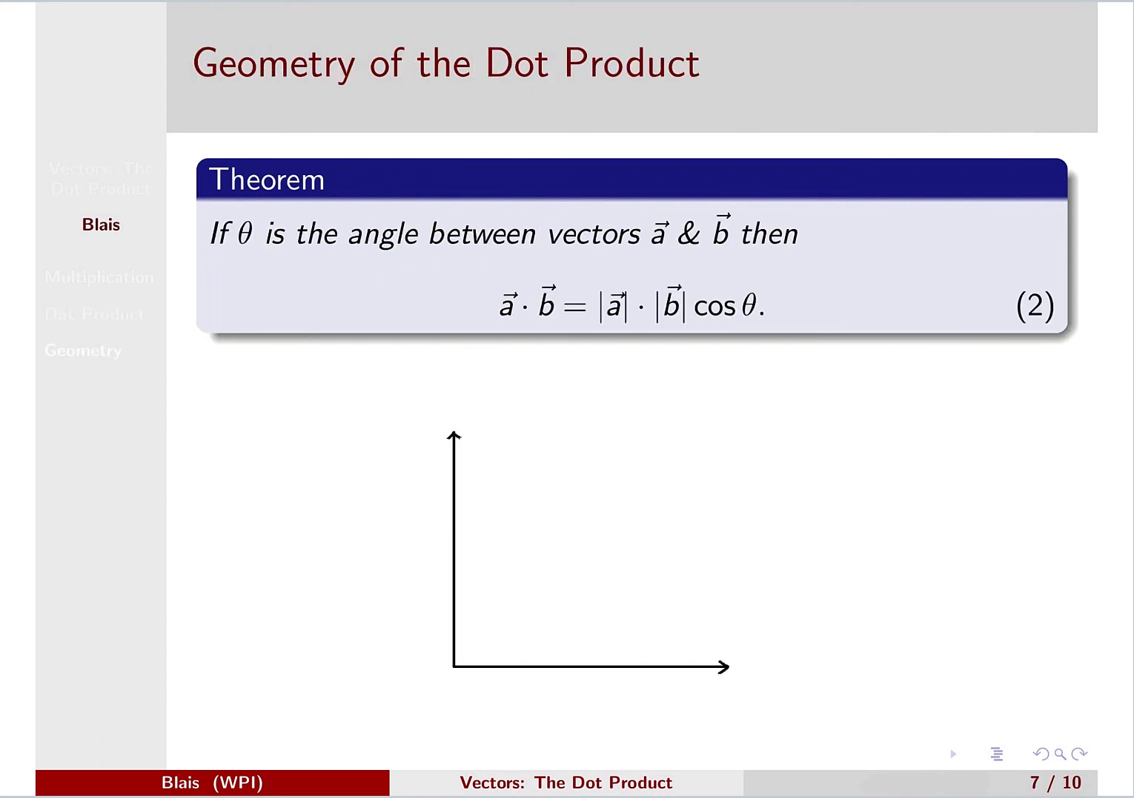The geometry of the dot product is also an interesting thing to look at. So if we think about having two vectors, say A and B, we can look at the angle between the two, theta. And we have a theorem that says if theta is the angle between two vectors, then their dot product is the length of A times the length of B times cosine of theta, which can be derived as a geometry result by looking at the triangle made between these two vectors.